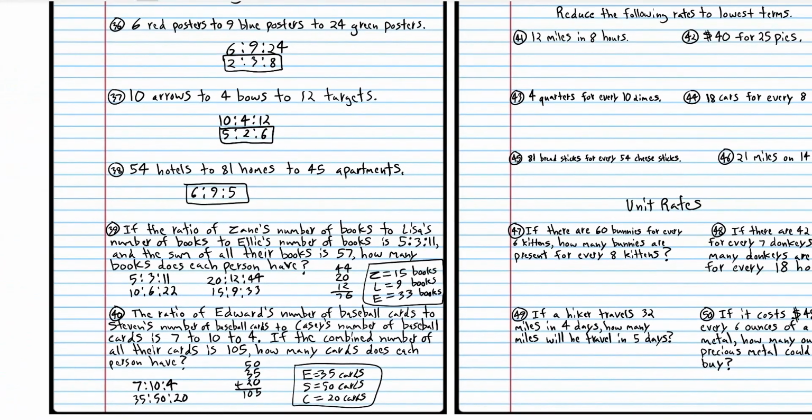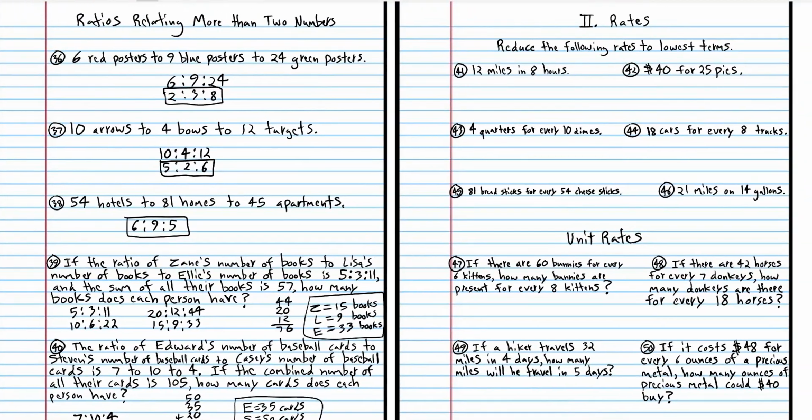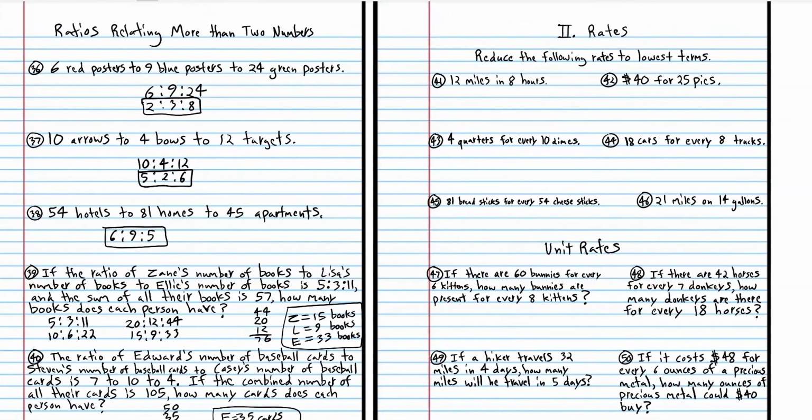So that was your introduction to ratios. Again, a ratio is just a relation between two numbers, and you treat the numbers in a ratio like you would treat the numbers in a fraction. You can multiply both numbers by the same number, or you can divide both numbers by the same number, and the ratio that you get will be equivalent to the original ratio.